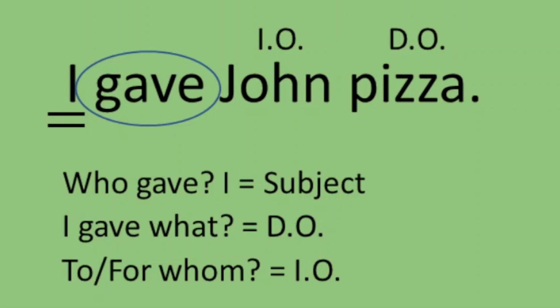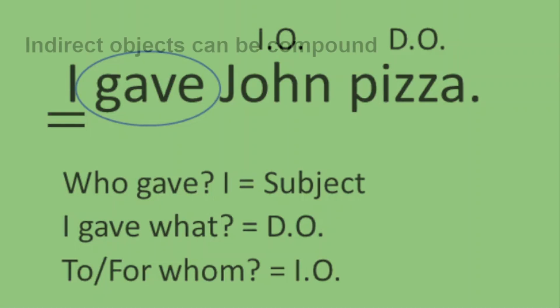So the way I like to find the indirect object in a sentence, I start with the same thing we did for the direct object. I start with the subject, followed by the verb, followed by who or what, and then I add to or for whom. So here we go. I gave. I gave what? Pizza. I gave pizza to or for whom? John. And John is our indirect object.